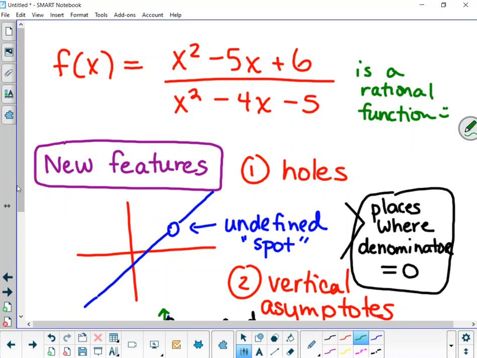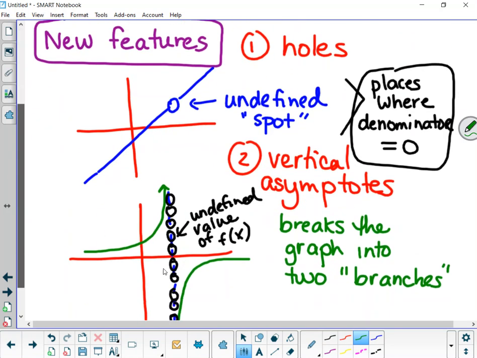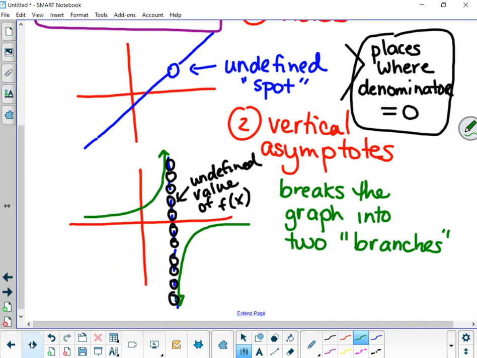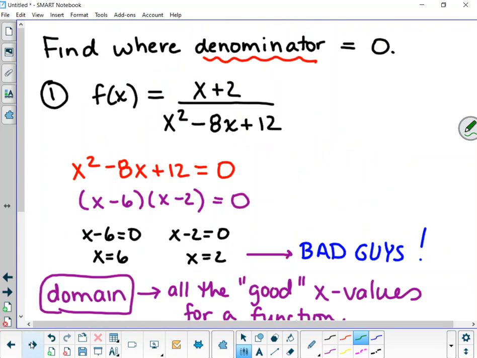You might get 2 of these scenarios. You might get a couple of these scenarios, and you might get 1 of each. These are different ways the function gets broken into pieces. Holes, vertical asymptotes, from the denominator zeros.